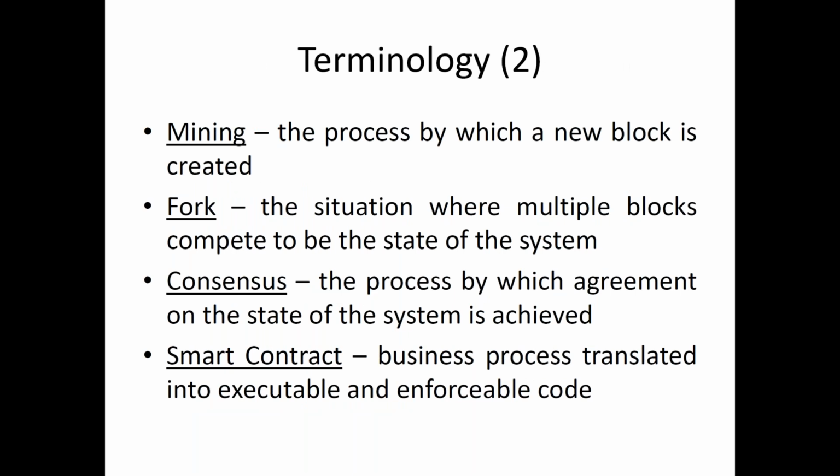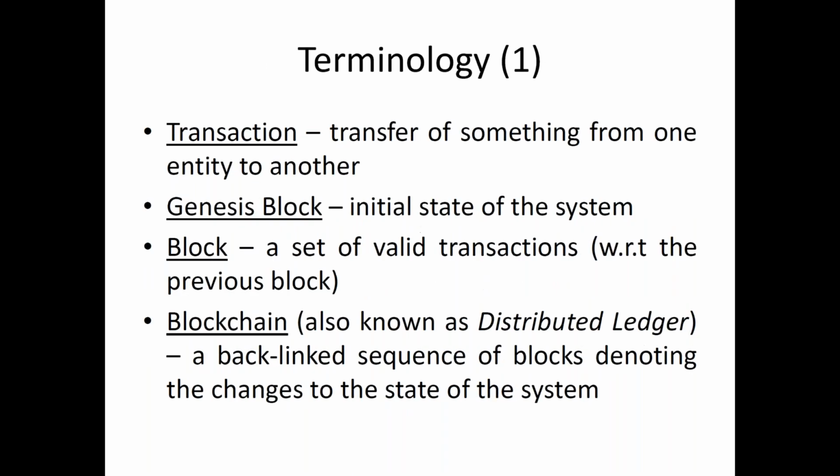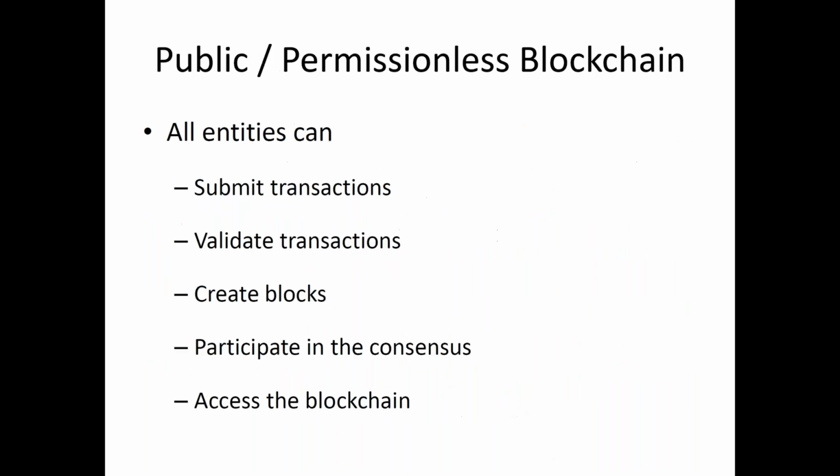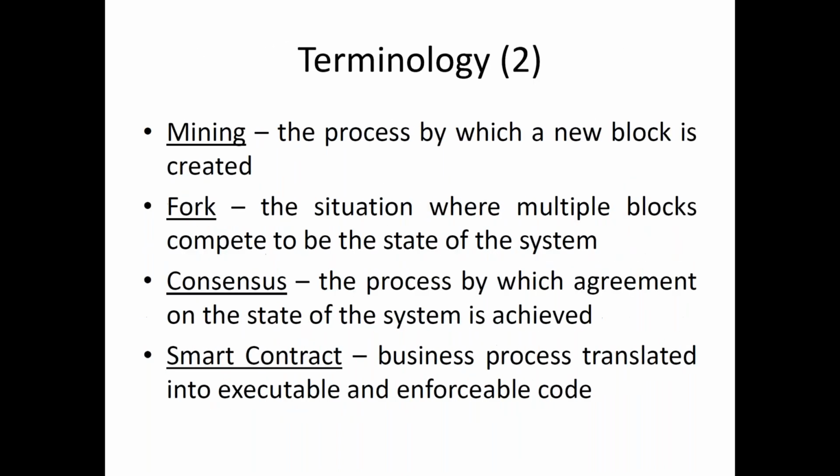Consensus is the process by which agreement is reached on the state of the system. It's important that we don't let situations like forks exist for a very long time, because that essentially means there is ambiguity about what is the current state of the system. So consensus is the process by which agreement is reached on the state of the system. And smart contracts are nothing but business processes translated into executable and enforceable code.